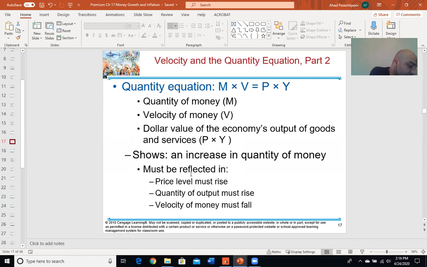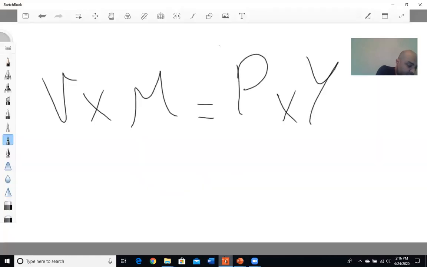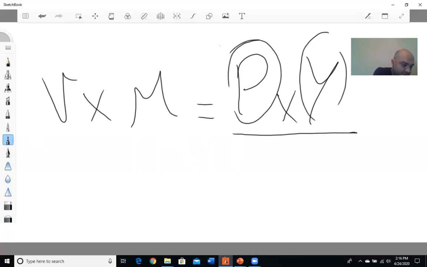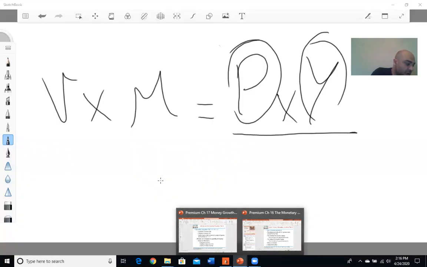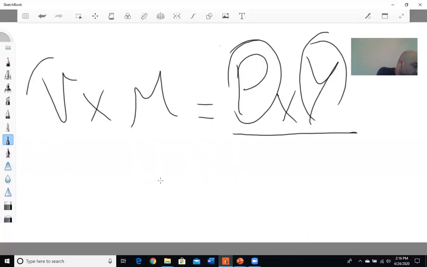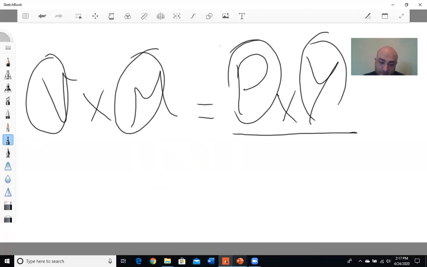Now, the good thing is you can actually interpret this. This is the price level, and this is our output. Multiplied together, it's the total dollar value of all goods and services produced in the economy. And on this side, it would be equal to how fast the money is changing hands and how much money in total do we have.